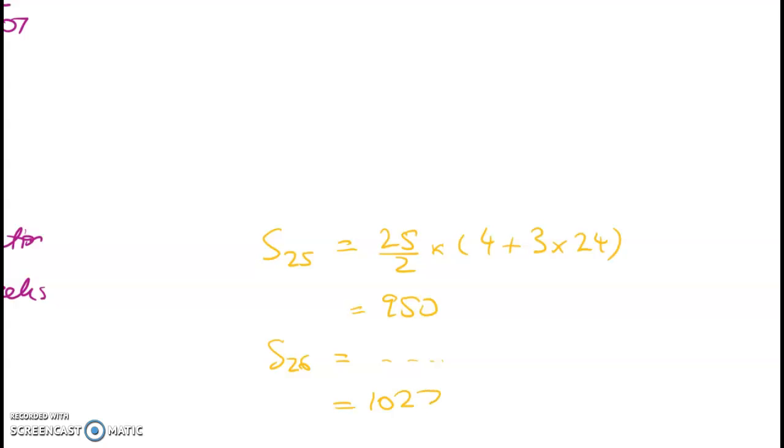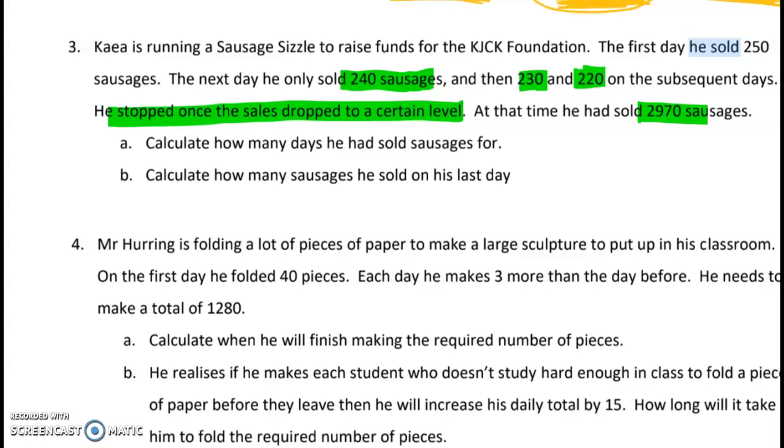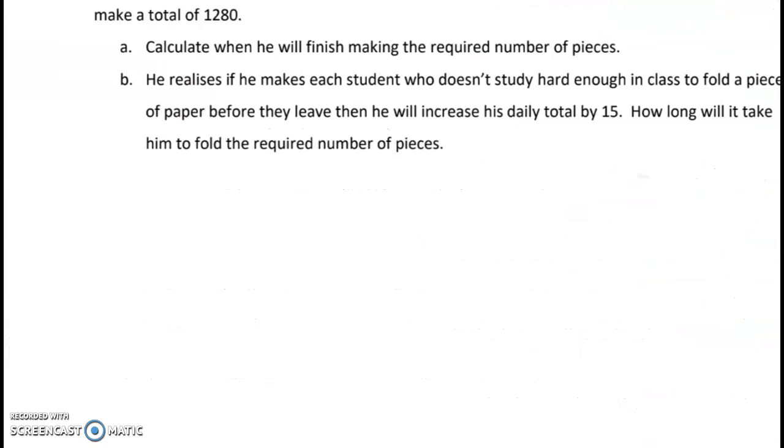He needs 26 days. Next up, we've got Kaya and the sausage sizzle. Again, we can see that it's an arithmetic progression because it's got a gap of 10 each day. And then he stopped when the sales got to a certain level and he'd sold this many sausages. So this one's slightly more interesting. I'm going to set the quadratic up and then show you what we get.